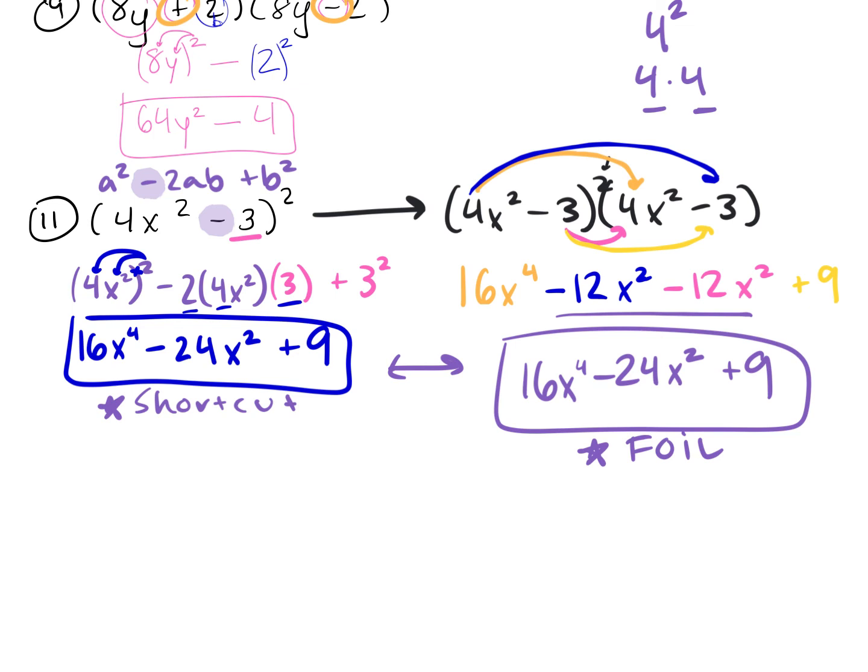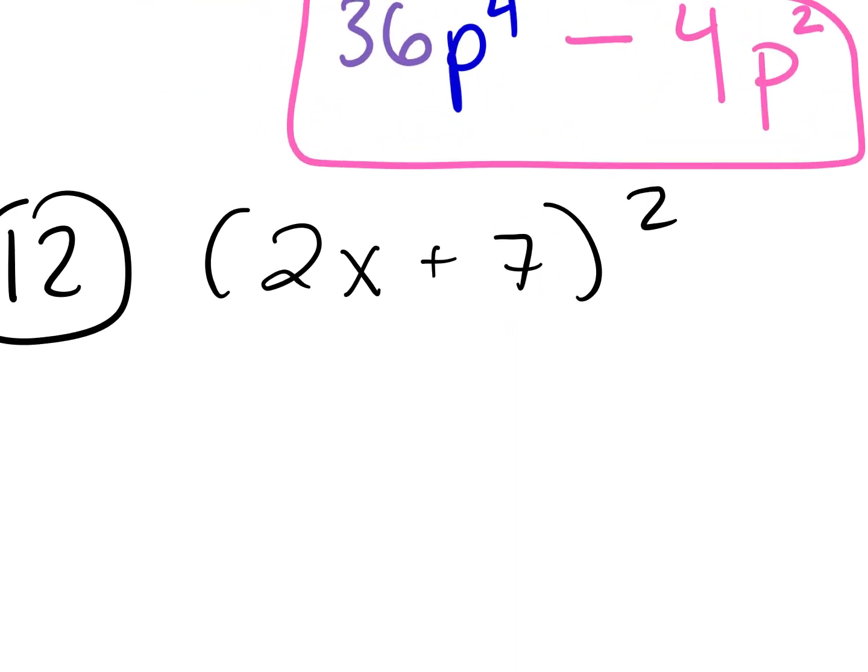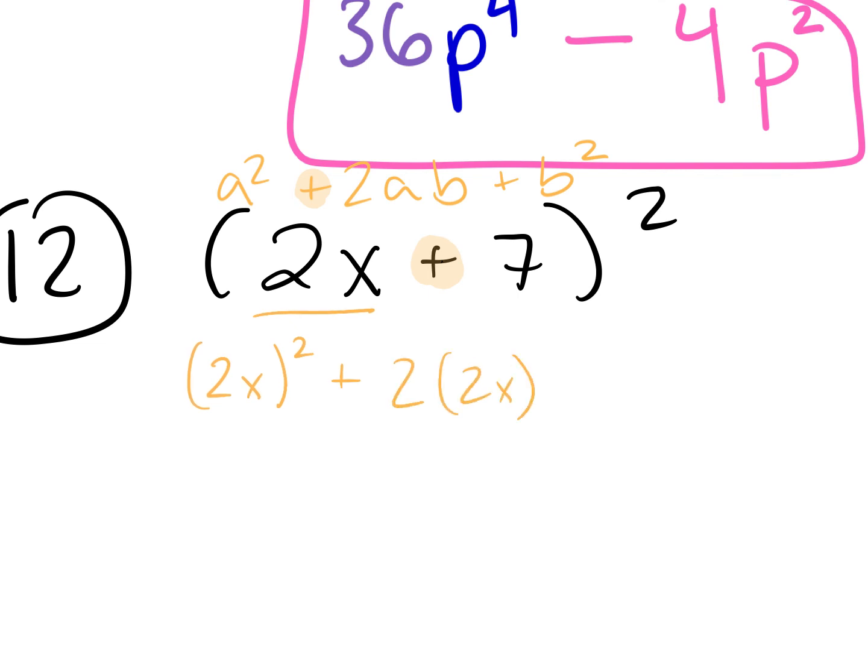All right, let's look at 12. Do I have a shortcut for 12? What's the shortcut here? Perfect. A squared plus 2ab plus b squared. It's plus in the middle here because it's plus in the middle here. So what's my a? 2x. So 2x is my a, so 2x squared plus 2 times 2x. What's my b? 7. So times 7 plus 7 squared.